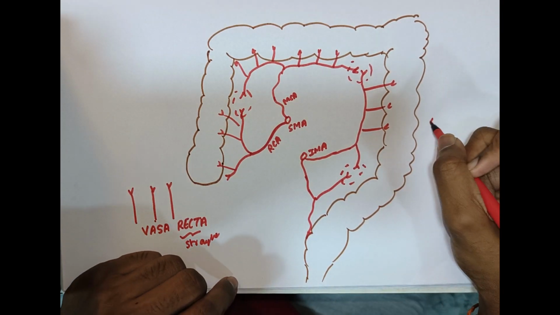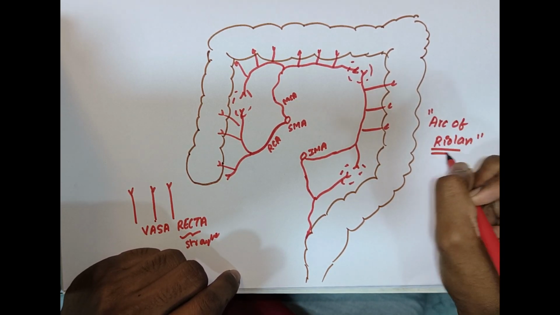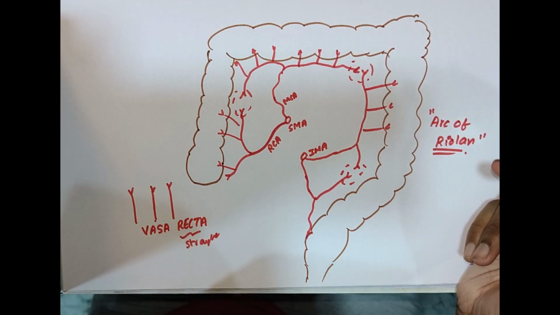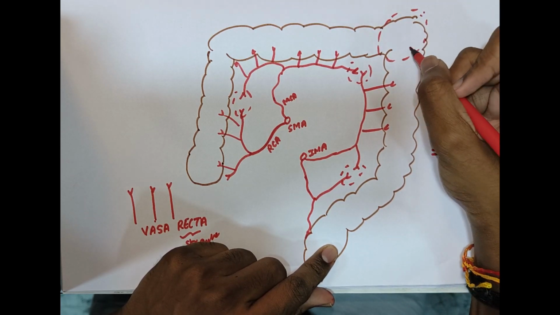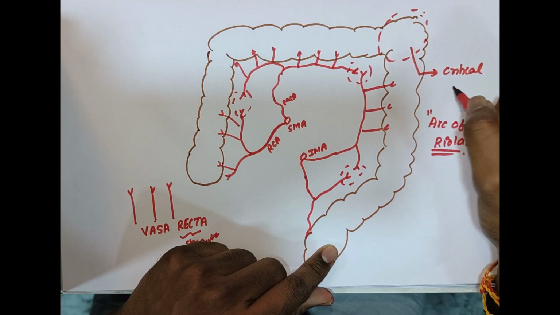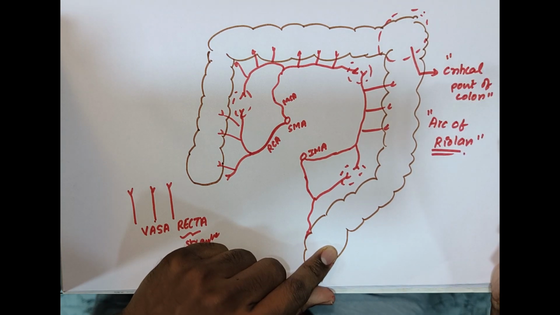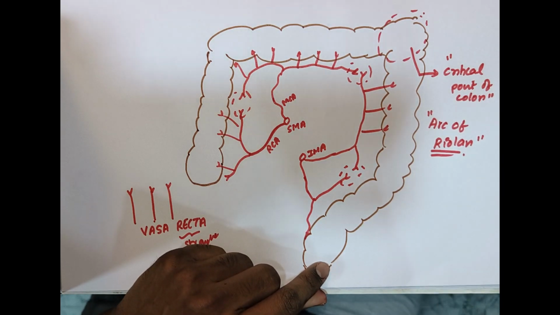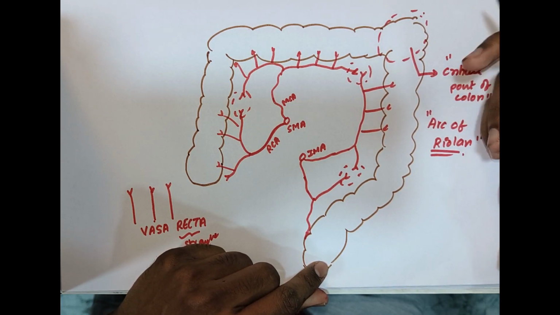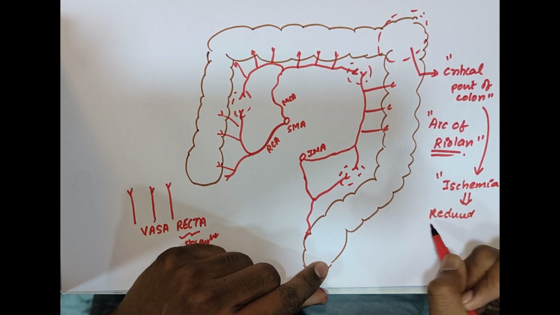Now, there exists something known as the arc of Riolan. What is this arc of Riolan? Before understanding this, you should understand that the splenic flexure, or the left colic flexure, is known as the critical point of the colon. Now, what does this mean? Critical point of the colon basically means that this point, the splenic flexure, is very prone to ischemia. Now, what is ischemia? Ischemia is reduced blood supply.